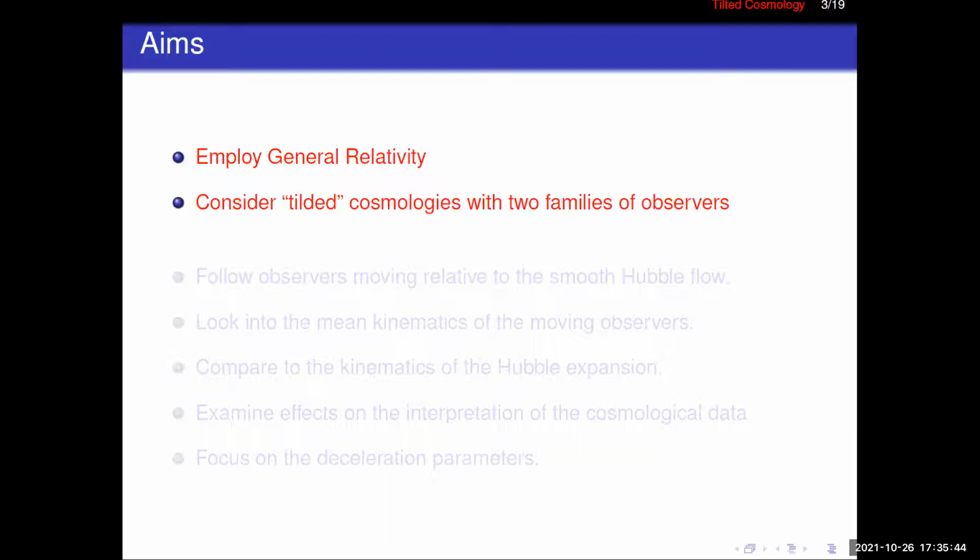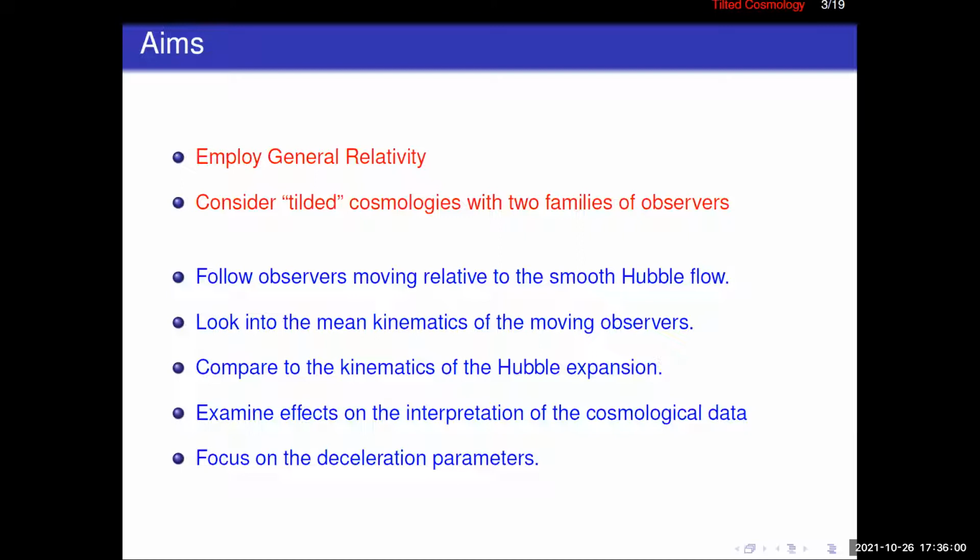So we'll try to change the perspective a little bit, so employ general relativity, which means consider these tilted cosmological models, and also take the point of view of the real observers that move relative to the Hubble flow. We look into their kinematics and compare them to the kinematics of the Hubble flow, the idealized observers, and see whether the relative motion effects can actually interfere with the interpretation that these two families give to the universe, to the cosmological data, let's put it this way, and focus on the deceleration parameter.